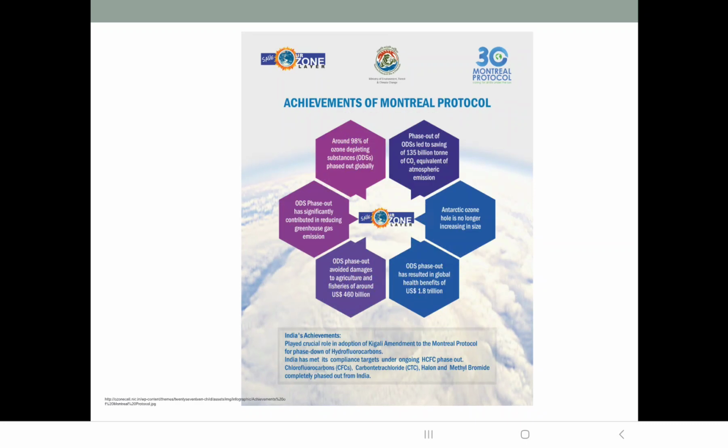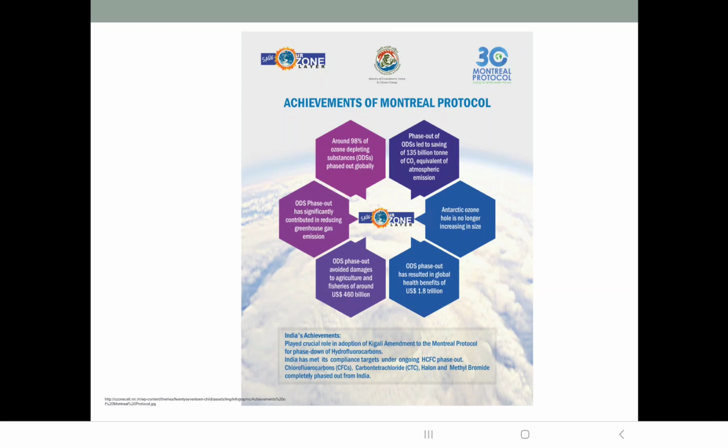Then the achievements of the Montreal Protocol. This is all over the world. What are the achievements? The Antarctic ozone hole is no longer increasing in size. I told you before also, the rate at which the depletion was happening over Antarctica has slowed down if we compare it with the past. So the Antarctic ozone hole is no longer increasing in size.